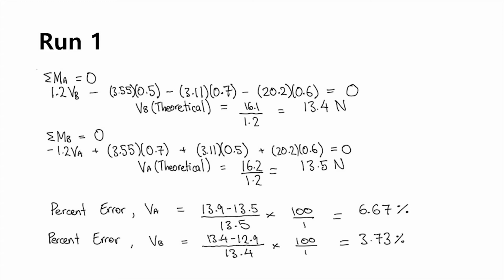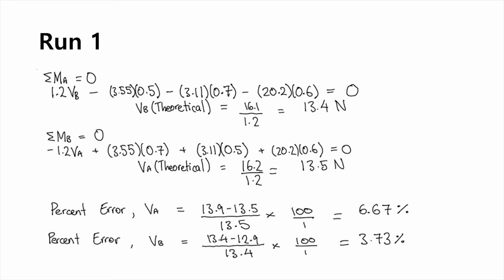As shown in the slide, in order to find the theoretical reaction forces at B and A, we used the sum of moments at a point equal to 0. For VB, we took moments at A, and for VA, we took moments at B. Therefore, the theoretical values for the first run are VB, which is 13.4 newtons, and VA, which is 13.5 newtons.